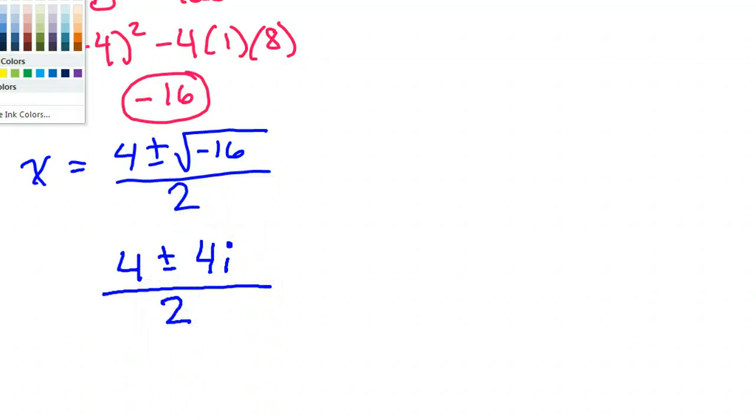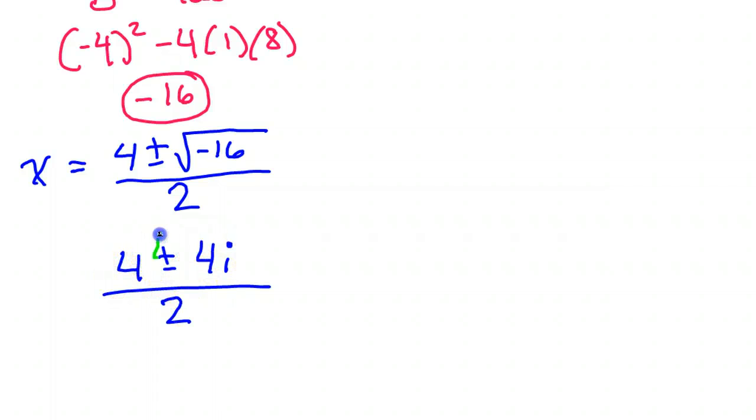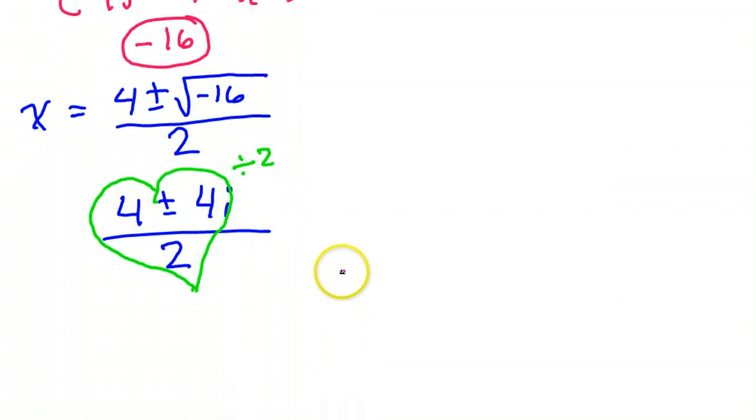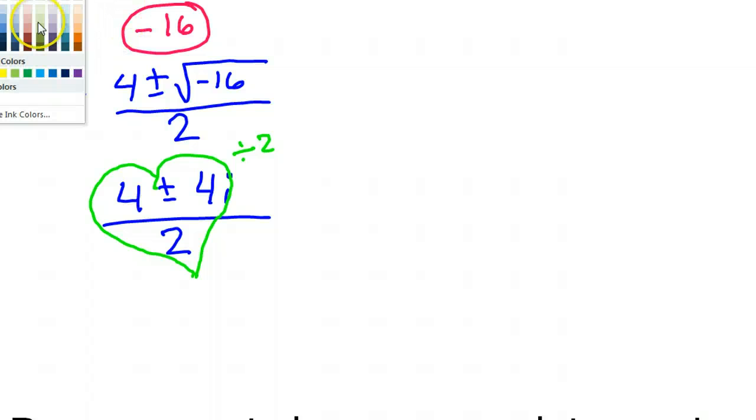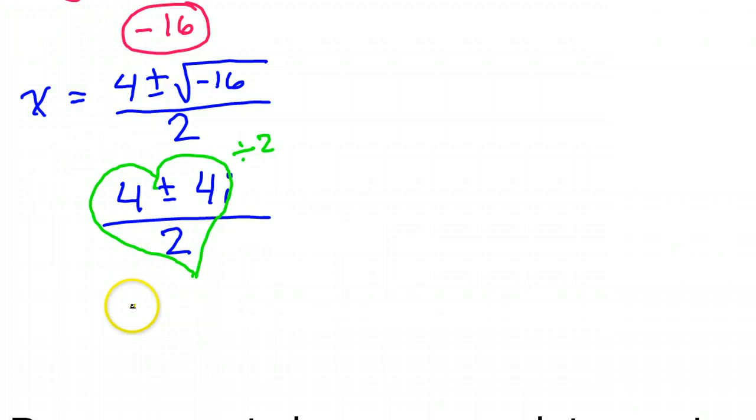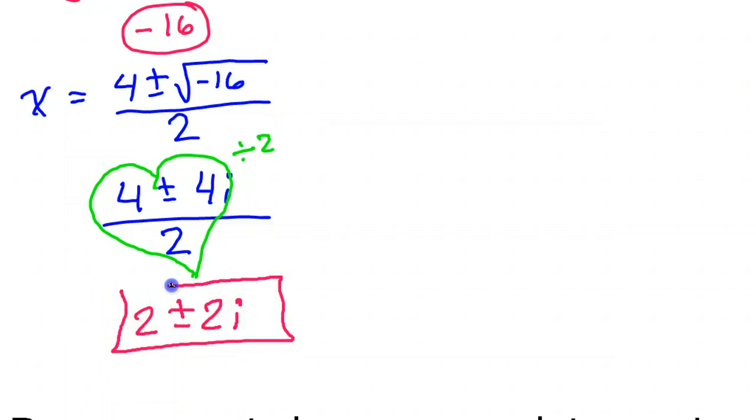Now, I'm noticing that we have 3 numbers here. All 3 of these are divisible by 2, so we should do that. Alright, I'm going to draw a heart around all 3 of these to remind me that it has to be all 3 or nothing. I could never just do 2. Since all of these are divisible by 2, I'm definitely going to do that. So that's going to give me 2 plus or minus 2i. And that's the final answer.